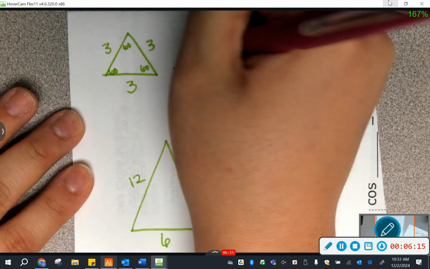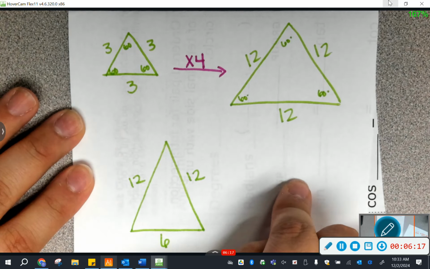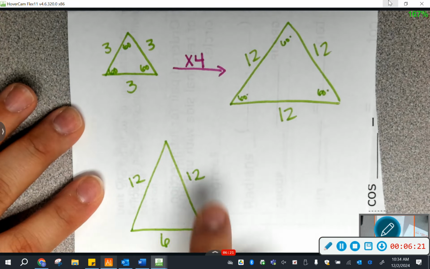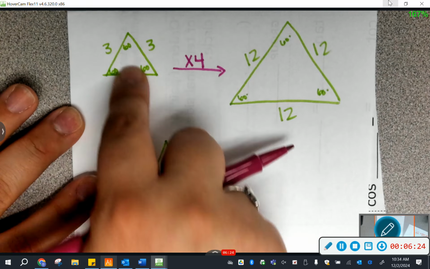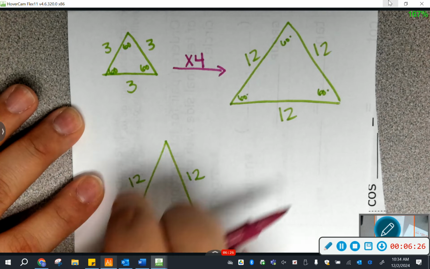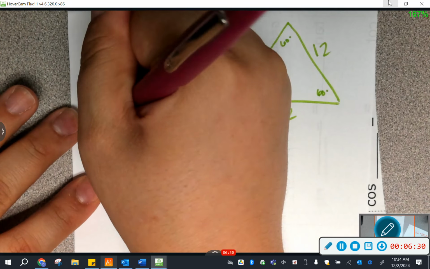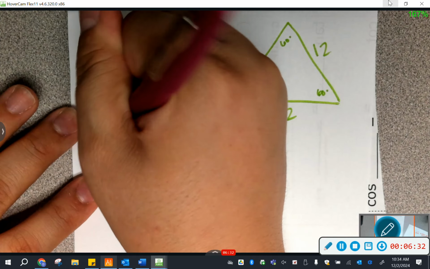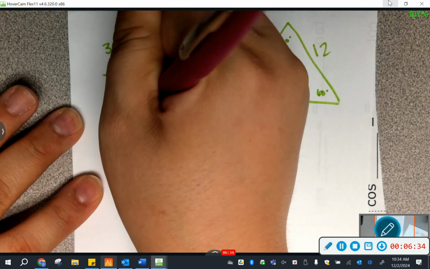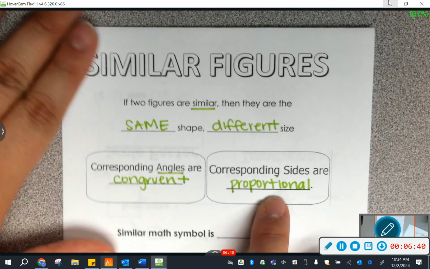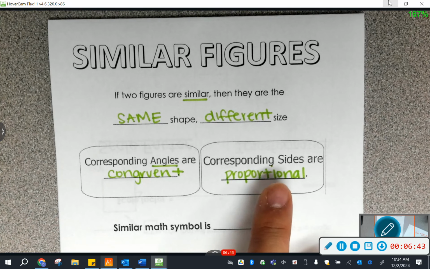It multiplies by 4. Does it multiply all of them by 4? Yes. So that makes it proportional because it did it to all of them. This one, it multiplies by 4, don't you agree? But does it do all of them? So these two right here, these are non-proportional, because it doesn't do all three sides, it only does 2 of them. All right, so the corresponding sides, in order for them to be similar, all the sides have to be proportional.